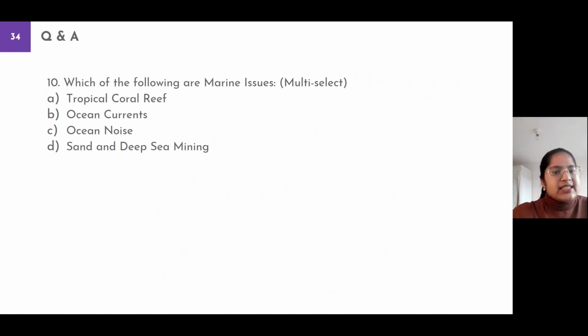Moving on, question 10. This is again a multi-select question. Which of the following are marine issues? A, depletion of tropical coral reefs. B, ocean currents. C, ocean noise. And D, sand and deep sea mining. So the marine issues are A, C, and D, that is tropical coral reef bleaching, ocean noise, sand and deep sea mining.